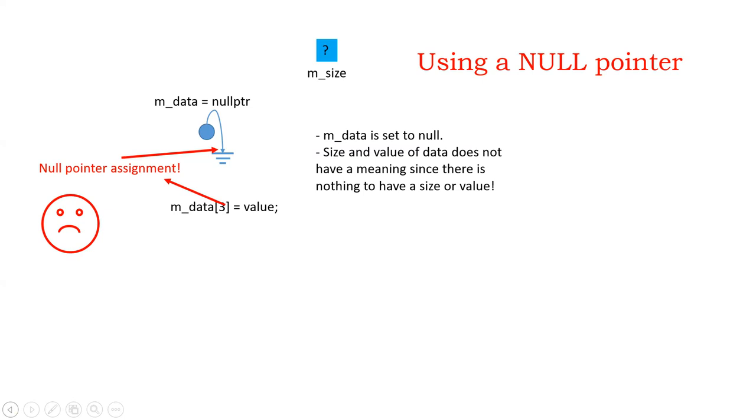Next thing that is very important to talk about is using a null pointer. It's kind of a rule that we say: if you don't know what's going to happen to your pointer next, set it to null. That's the rule of dynamic memory allocation.